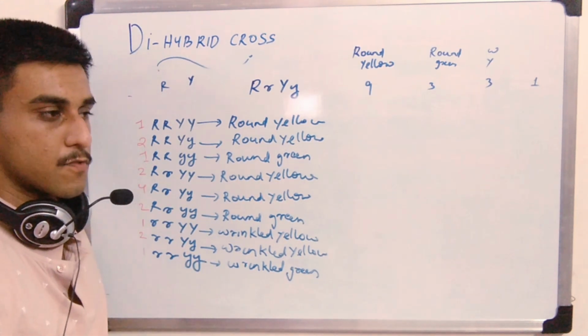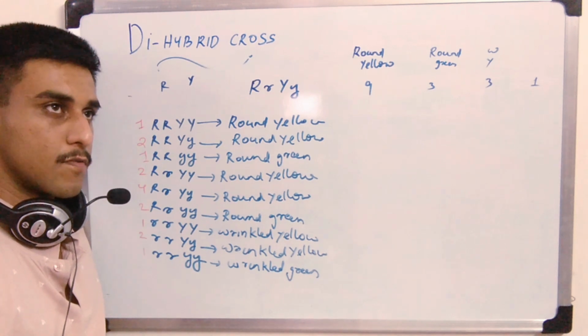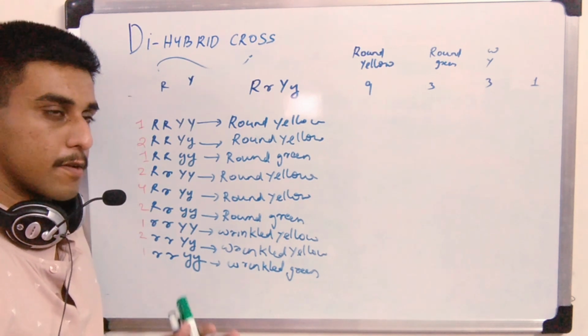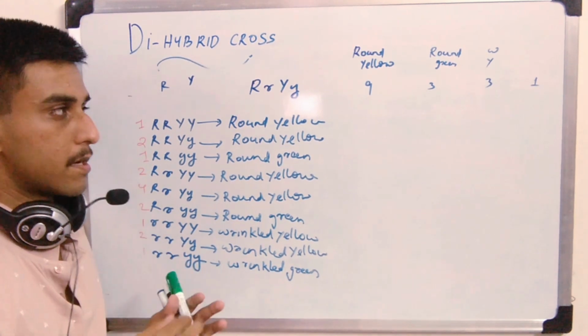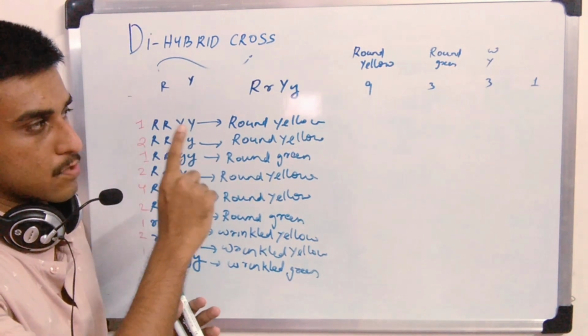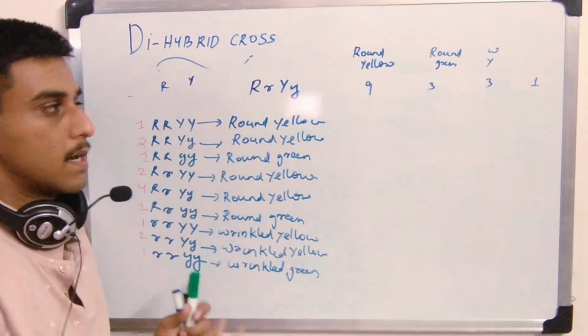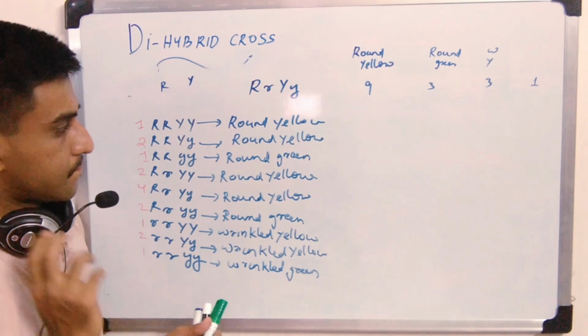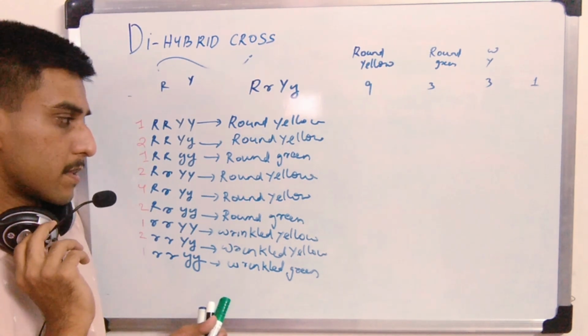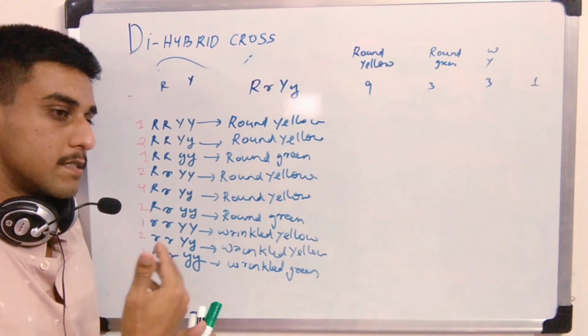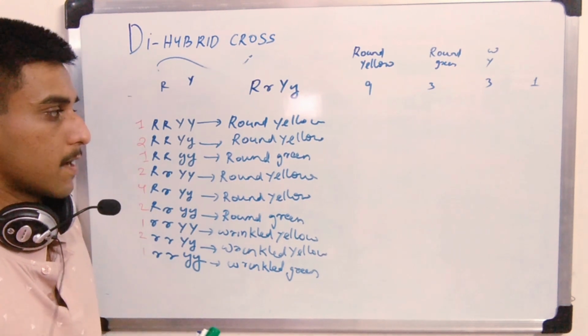The genotypic ratio is 1:2:1, 2:4:2, 1:2:1. This is the genotypic ratio of the dihybrid cross, and in case of the phenotypic ratio it is 9:3:3:1. So this is the shortcut method to find the genotypes.